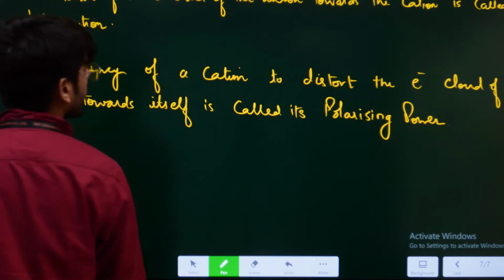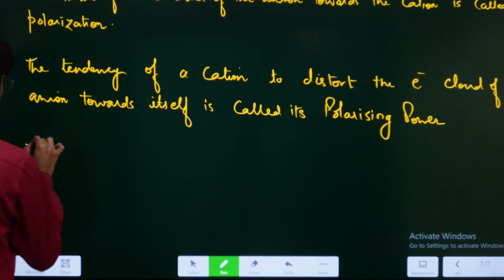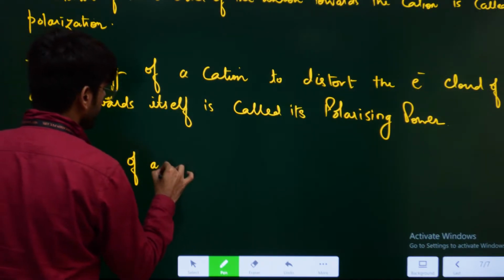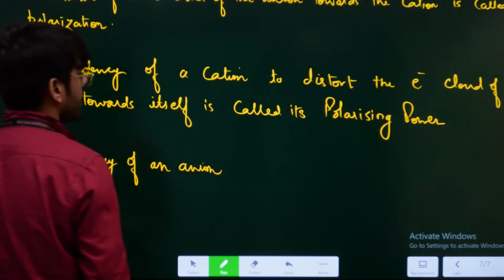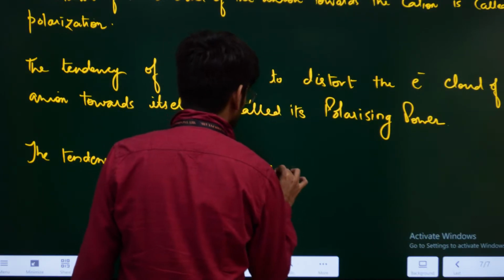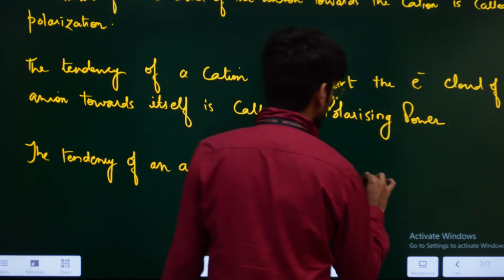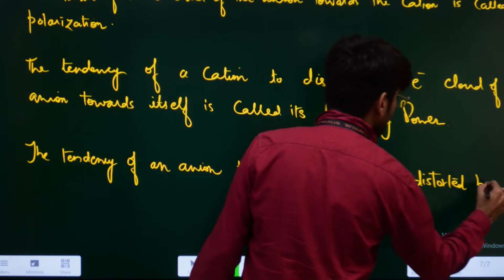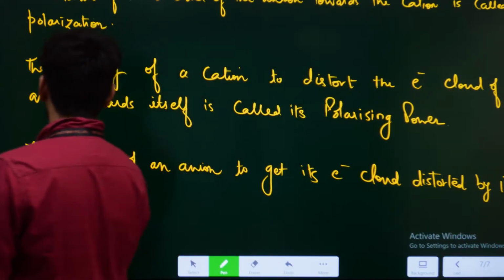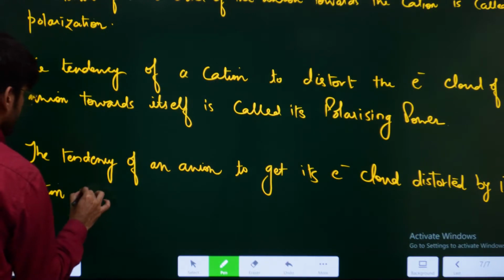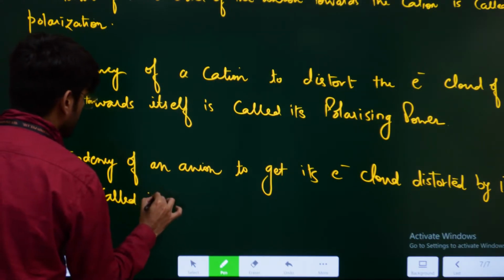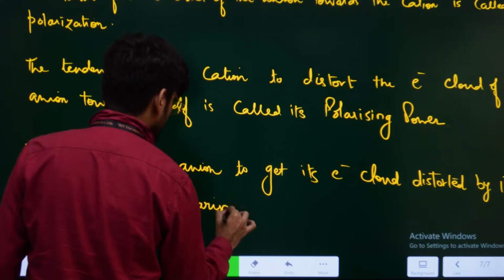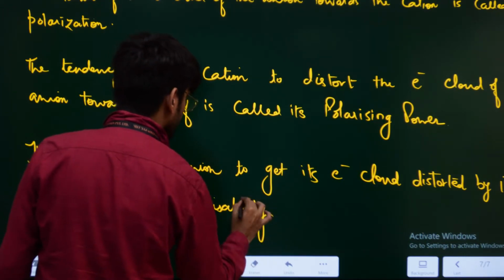And the tendency of an anion to get its electron cloud distorted by the cation is called its polarizability. Polarizability. Tell me if this is clear.